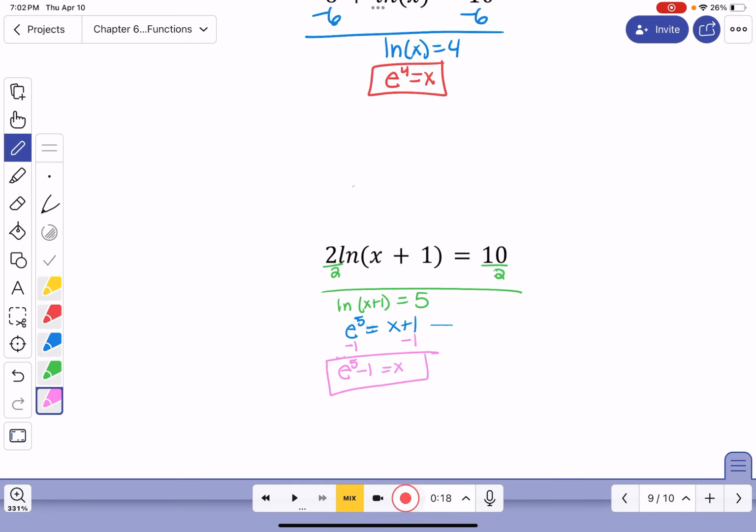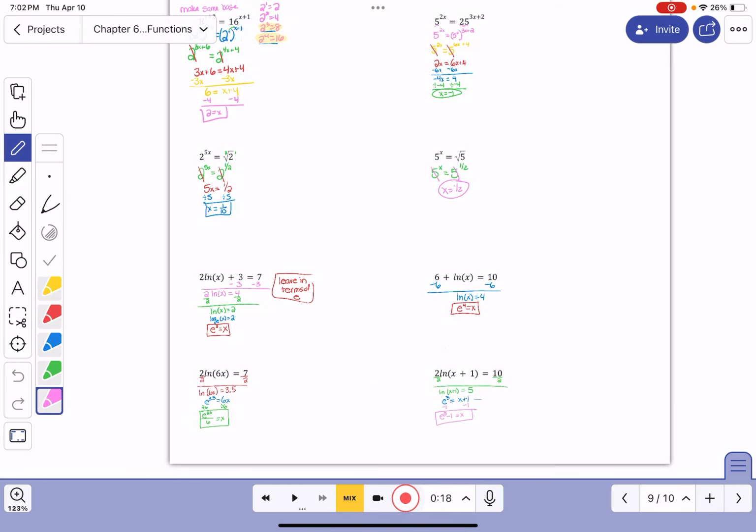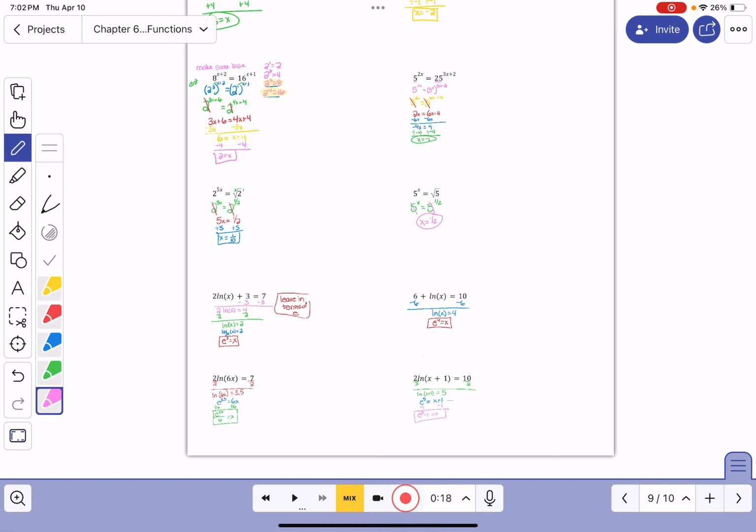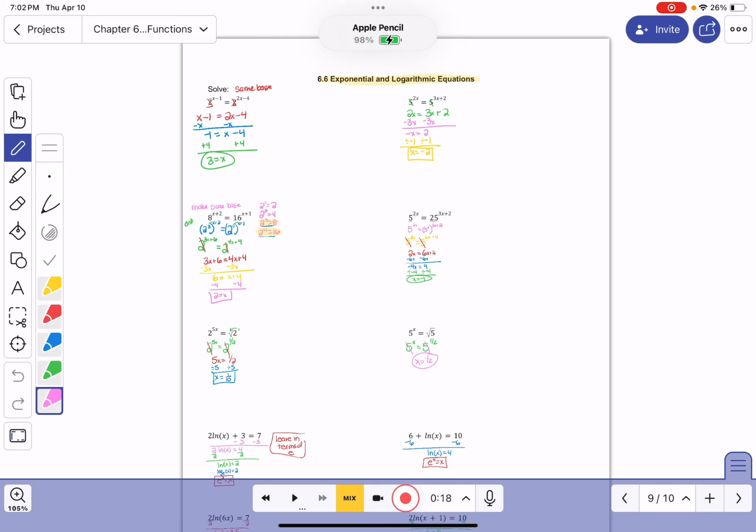So it's not super complicated. It's just a matter of remembering all of the rules. So that is section 6.6. Let me know if you have any questions.